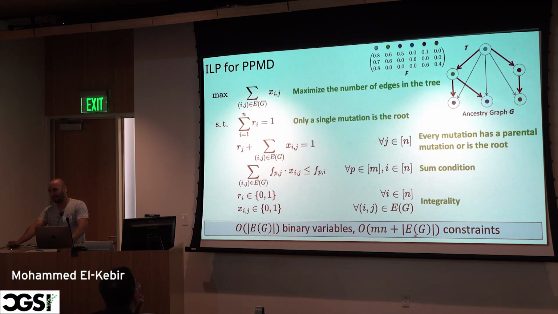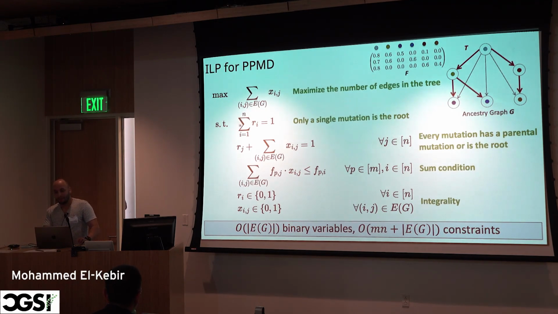And what this actually corresponds to is a very simple ILP. So what we have is this variable x that tells you whether an edge is picked or not. So it's a binary variable, okay? And what we need to encode is we want this to be a spanning tree, okay? And we also want the spanning tree to satisfy the sum condition, right? So the frequency of the parent is greater or equal to the sum of the frequencies of the children. So this is how we do that.